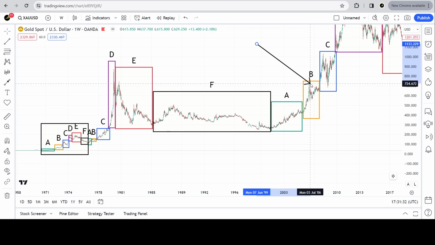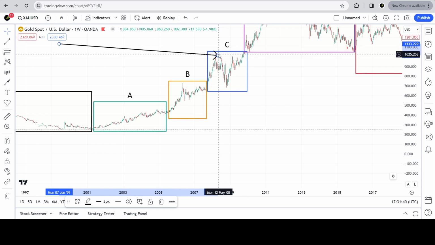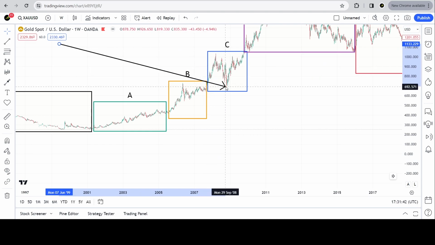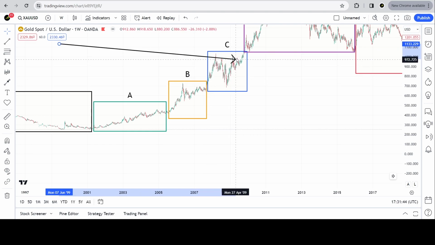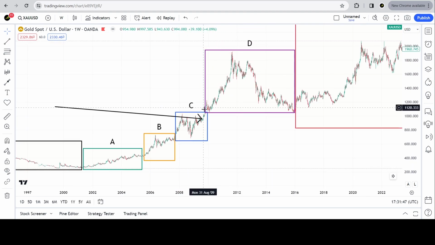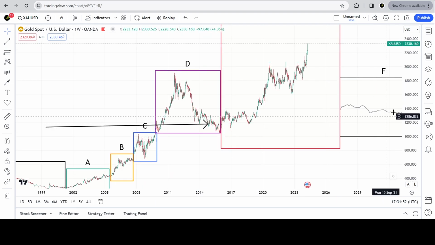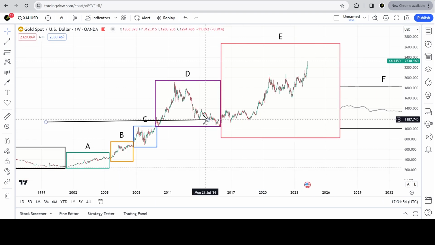B, it moves up, does that pullback, does that correction, comes to a little resting spot before moving into C. What does C do? C is the same thing as B pretty much, just more aggressive. Another pullback, moves up, comes to a resting point before going into D. D is the first peak, which we see here, and then E. So we are currently in E.